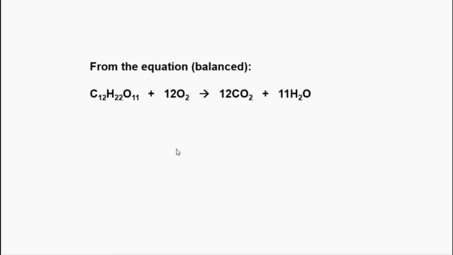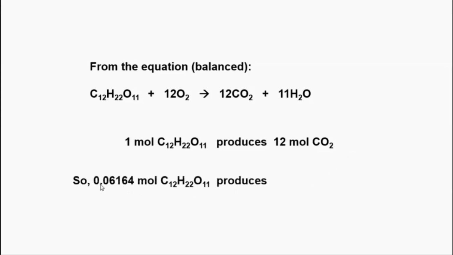Alright, let's move on to the next part of this question. From the balanced equation, we know that 1 mole of sucrose produces 12 moles of carbon dioxide. This is the stoichiometric relationship between reactant and product. Here the reactant is sucrose and the product is carbon dioxide. Since we only have 0.06164 moles of sucrose, it will produce just 0.7397 moles of carbon dioxide.